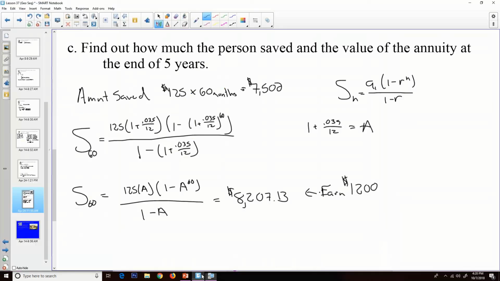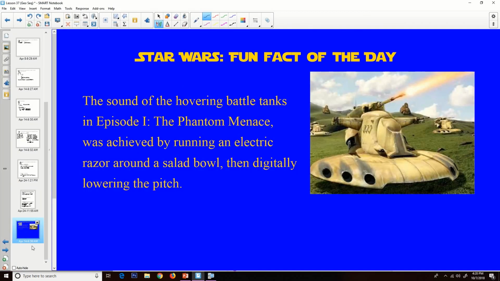All right, well, that was a lot. I am done. So our Star Wars fun fact of the day: the sound of the hovering battle tanks from Episode 1, The Phantom Menace, was achieved by running an electric razor around a salad bowl and then digitally lowering the pitch. And here's a picture of the object that I'm talking about.